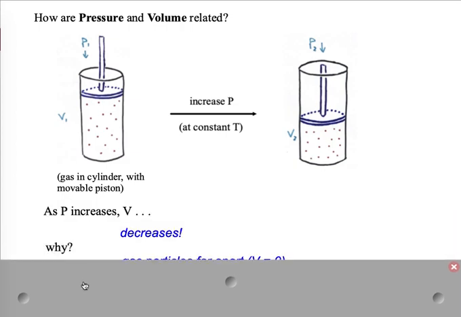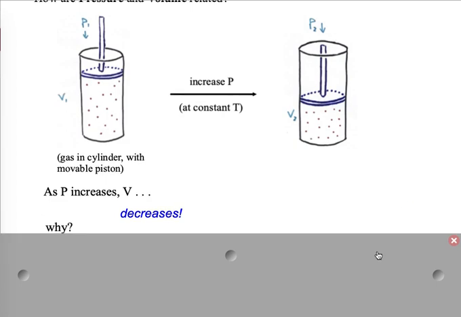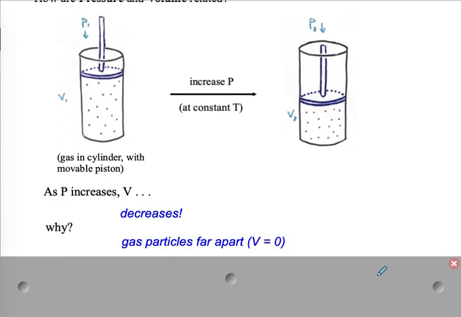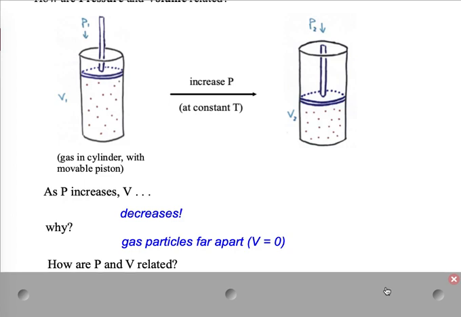Why would that be? How can we explain in terms of the kinetic molecular theory why as the pressure increases, the volume decreases? Well, we talked about this before. Gases are compressible because, according to the kinetic molecular theory, the gas particles are very, very far apart from each other relative to their size, so the volume of the particles is essentially zero. Or in other words, there is so much space between the particles, it's not that hard to get them a little closer together.